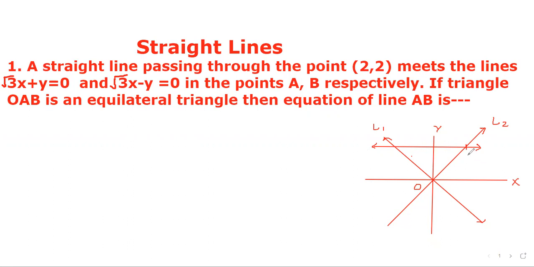So here, this point is A, this point is B. The coordinate of this point is (2, 2), and this is the first line, root 3x minus y equal to 0. This is the second line, root 3x plus y equal to 0. This is the origin, and this is the x-axis, this is the y-axis.